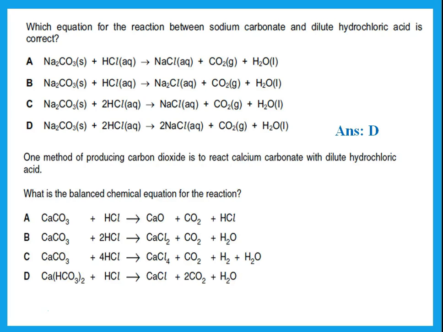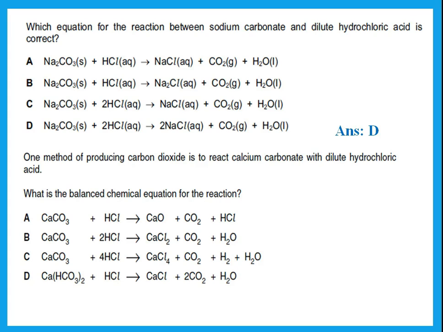Okay. One method of producing carbon dioxide is to react calcium carbonate with dilute hydrochloric acid. Which of these is the balanced chemical equation? Again, check if anything has the wrong formula, then you just cancel it out. For example, you can't have C because C says calcium chloride. Calcium should have a valency of 2. So when he writes it CaCl4, that is wrong. So C is wrong. Let's look at D.